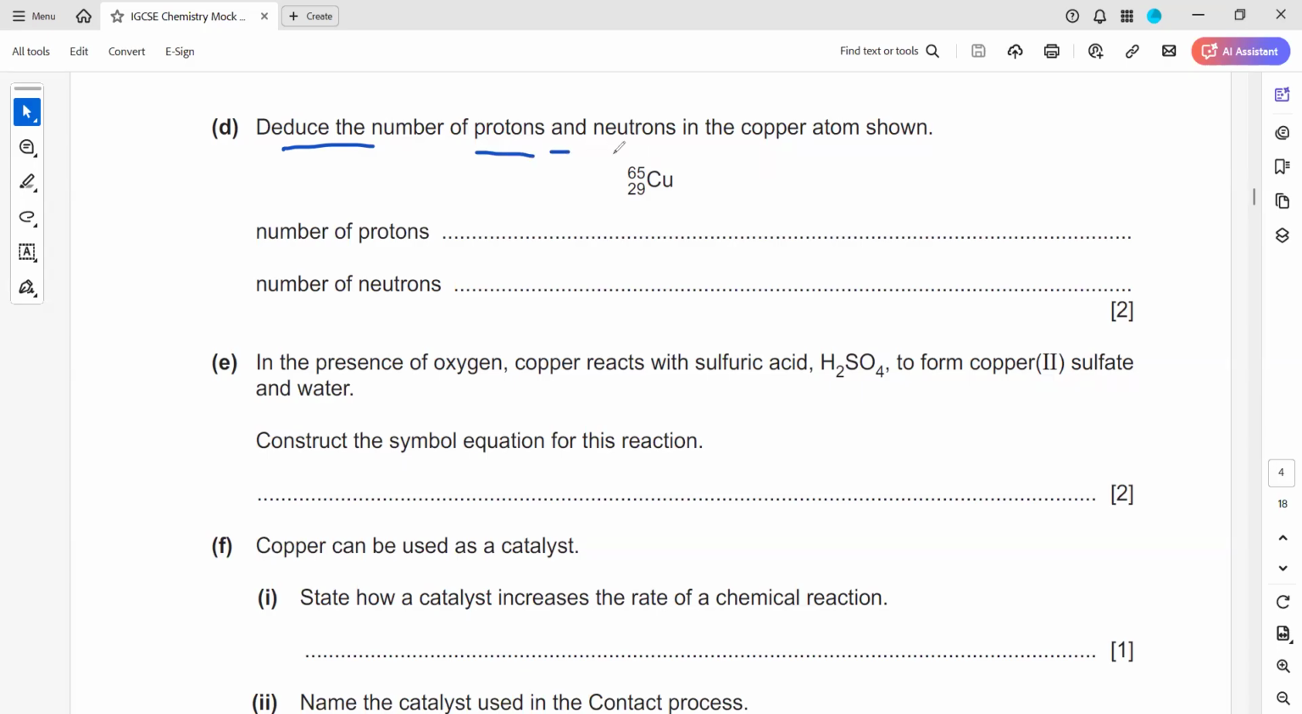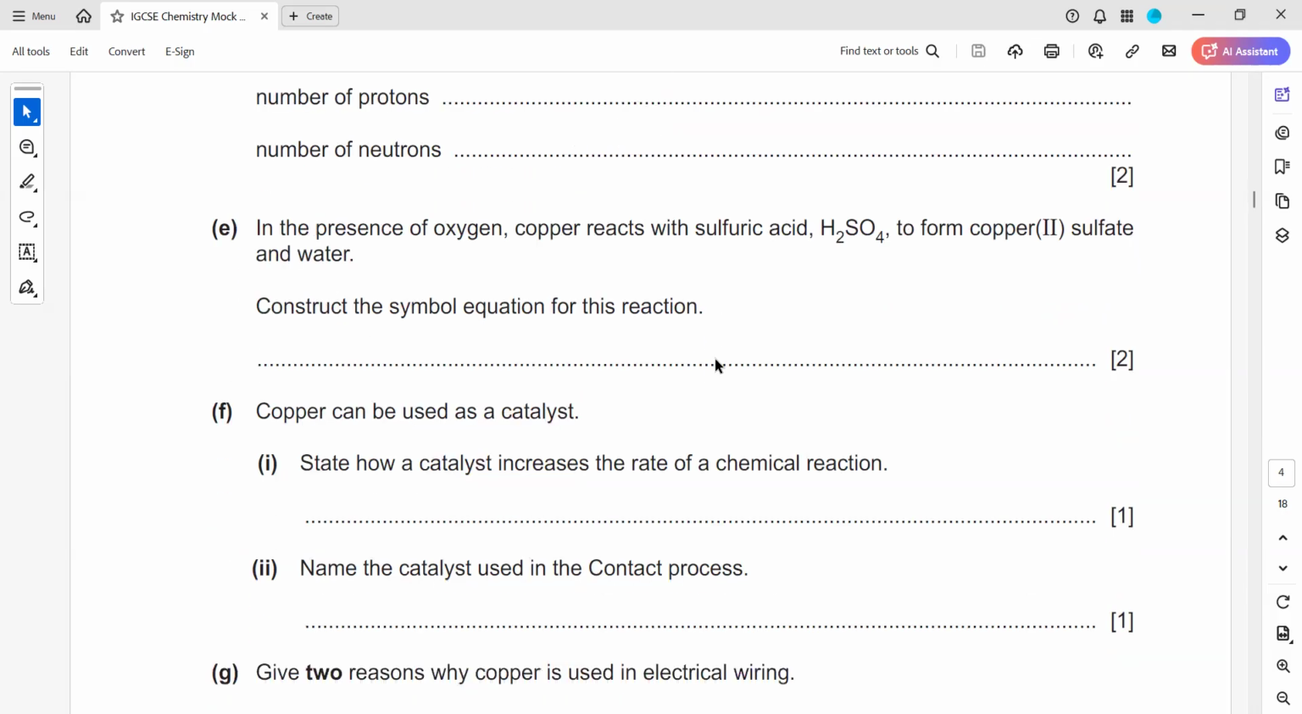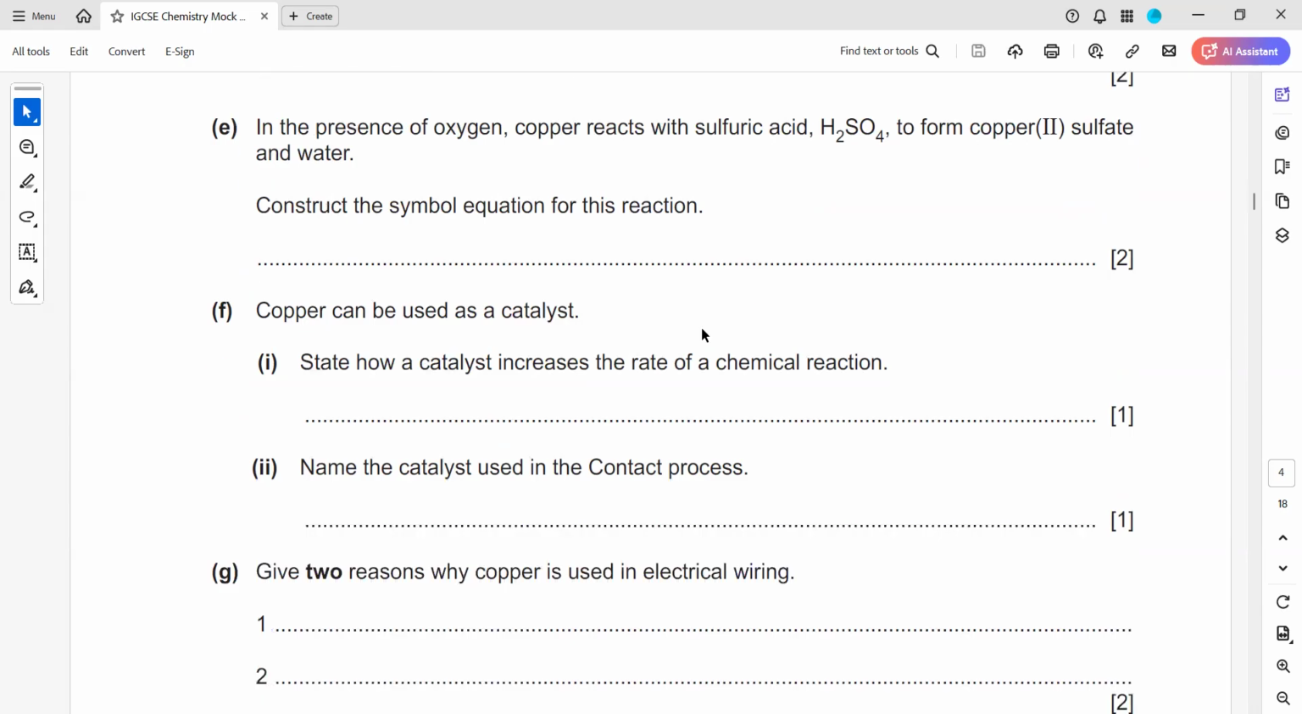Deduce the number of protons and neutrons in a copper atom. How many protons are there? 29. How many neutrons are there? 65 minus 29, which is 36. Subtract 65 minus 29. Can you do the calculations on electrons? Yes, you can.